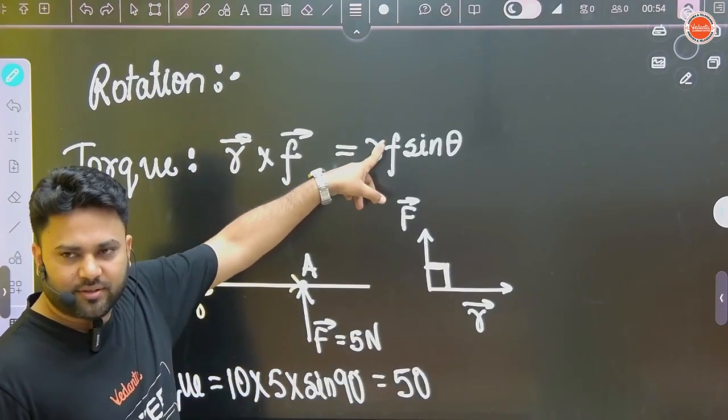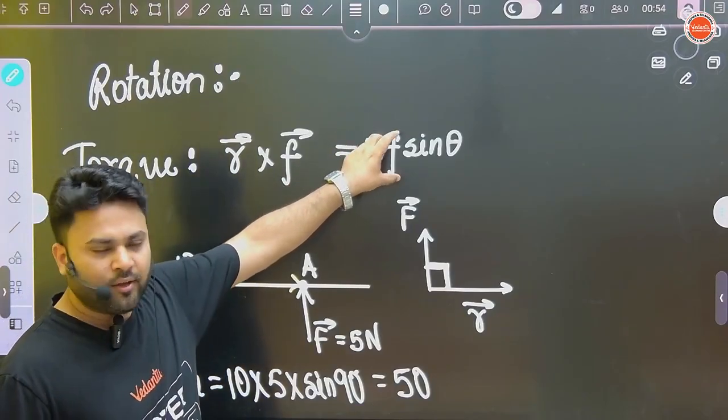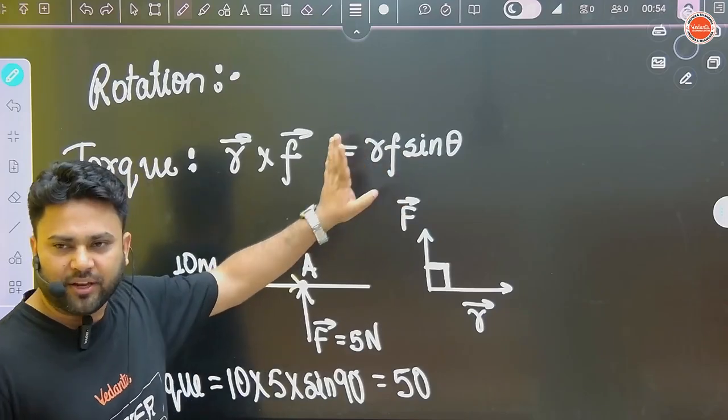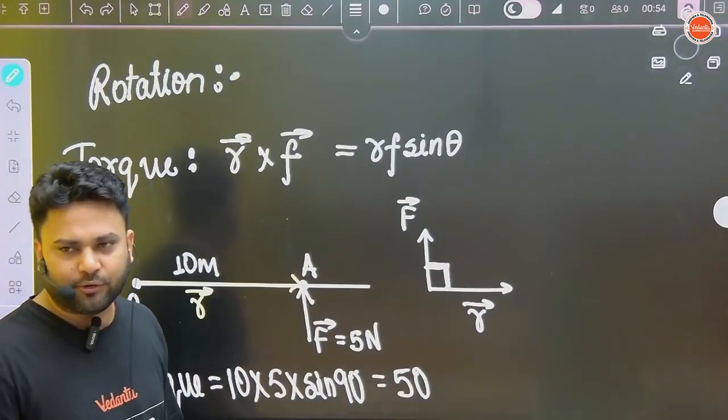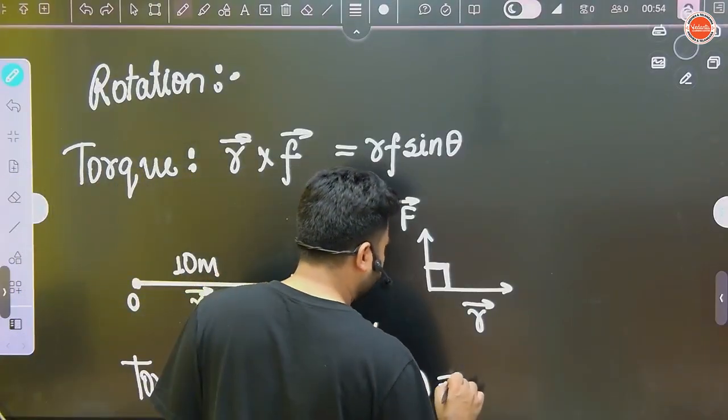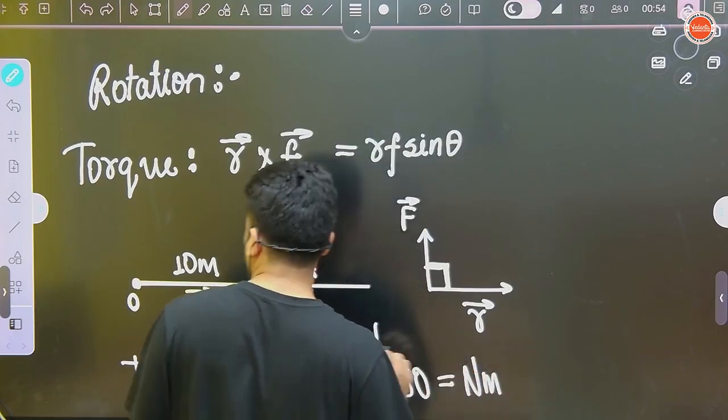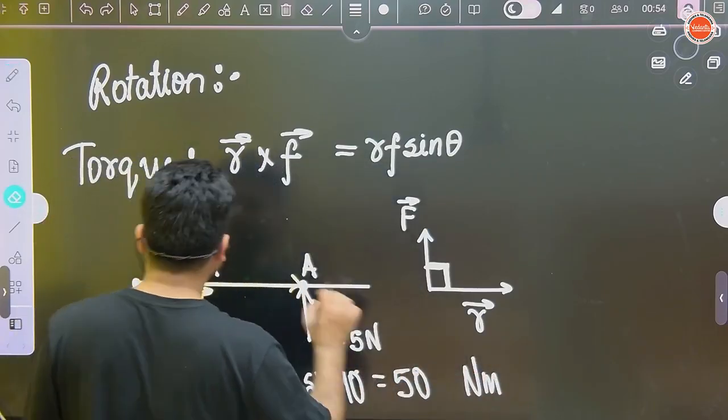So what will be the SI unit of torque? R is distance. Its unit will be meter. Force unit will be Newton. And sine theta is the ratio, no unit. So Newton meter. 50 Newton meter will be the answer.